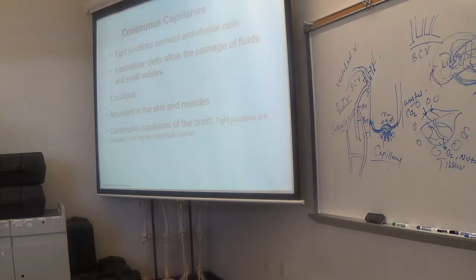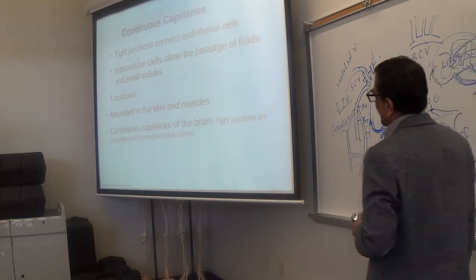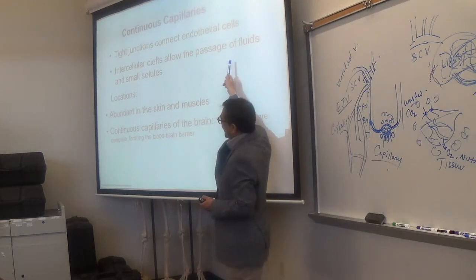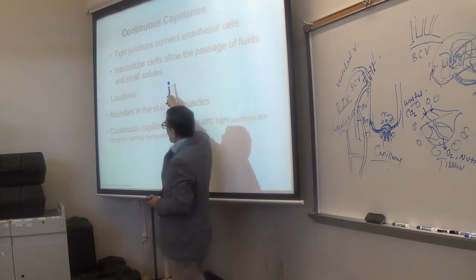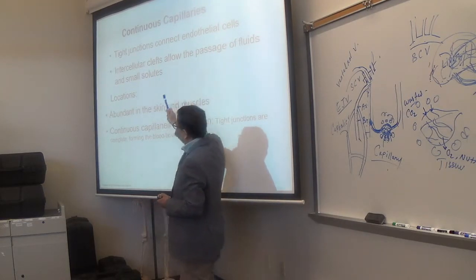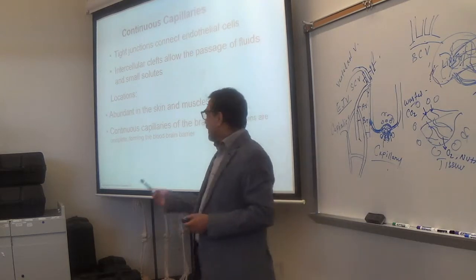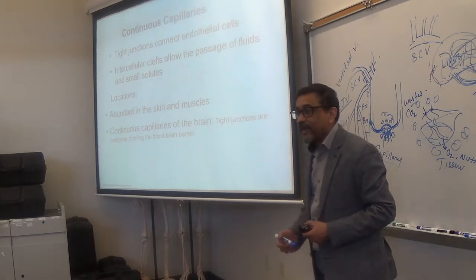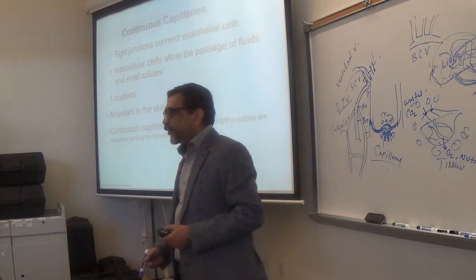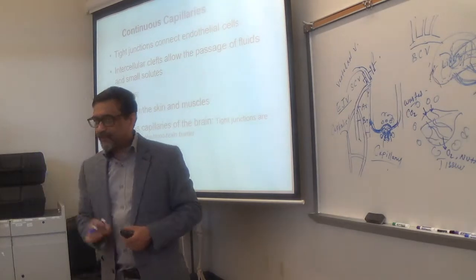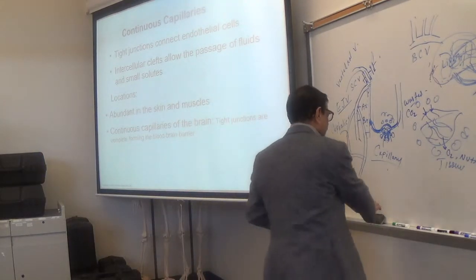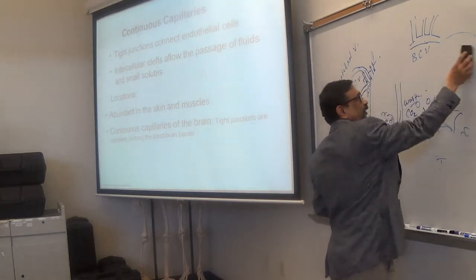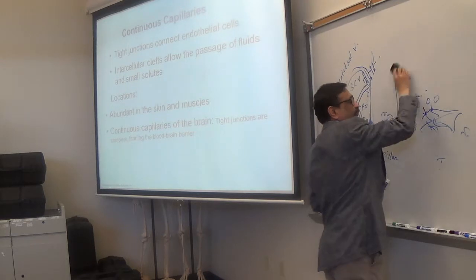So only small solutes and fluid can pass through the wall. Only very small solutes. Where do you find continuous? In the skin and muscles. But also in the brain, you have continuous capillaries, but in the brain, the continuous capillary is different than the continuous capillaries in the skin and muscle.